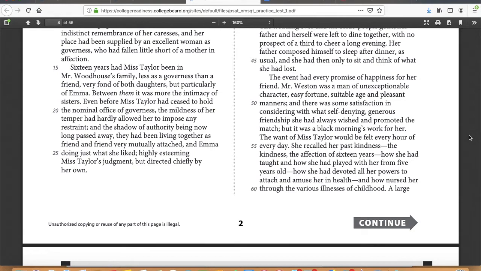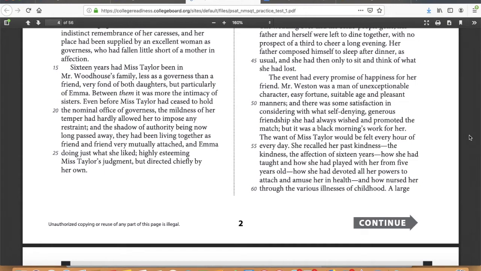There was some satisfaction considering with what self-denying, generous friendship she'd always wished and promoted the match. Anyway, that's the idea. It's not terribly important, but I just want you to understand. Keep reading from line 53. But it was a black morning's work for her. The want of Miss Taylor would be felt every hour of every day. What does that mean, the want of Miss Taylor would be felt every hour of every day? She would miss her. She'd miss Miss Taylor every hour of every day. Absolutely. Keep going.